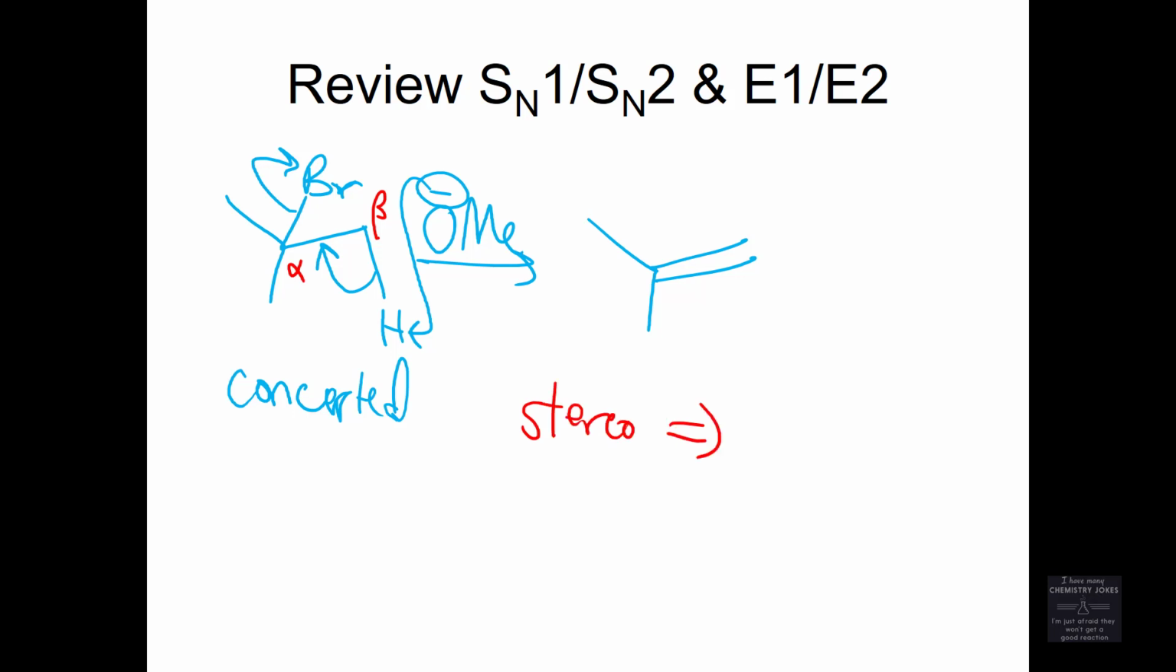Yep, E2. Because E2 is concerted, you have to worry about the stereochemistry. You have to worry about the H and the leaving group being anti-periplanar. If you haven't been with us recently, you remember what anti-periplanar means, right? It's your job to go review that if you don't. We could talk about the kinetics of this reaction. The rate law would be dependent on the substrate and the base, because it's E2, elimination bimolecular.